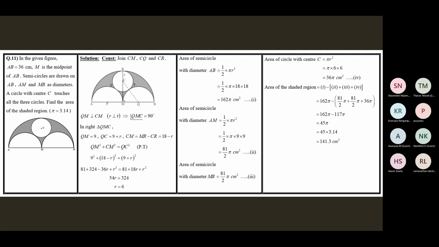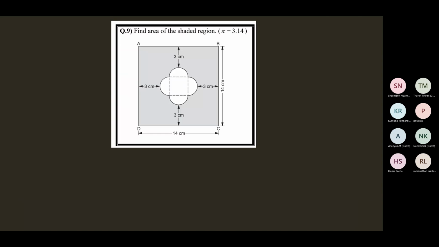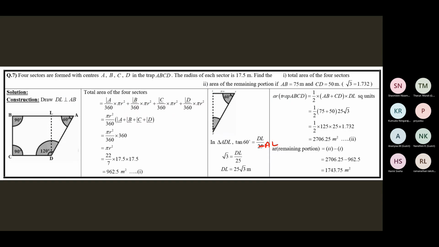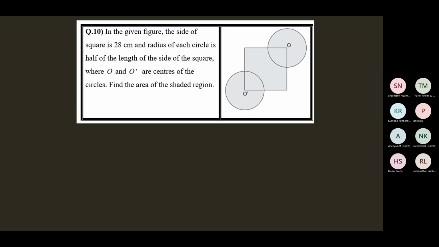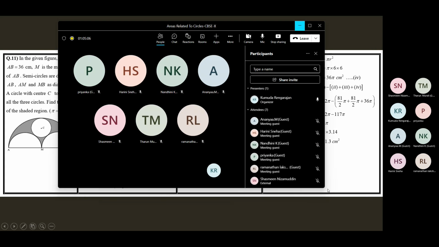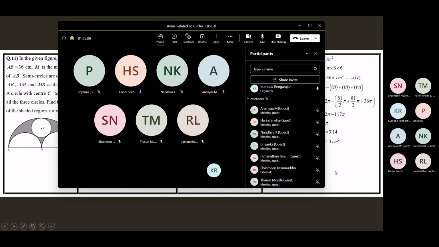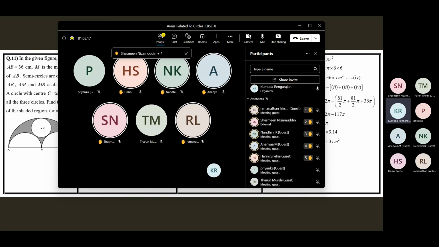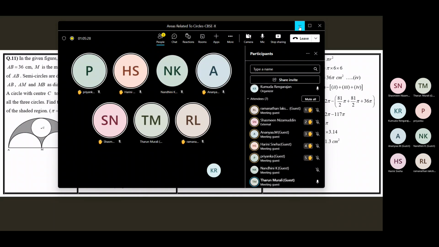So 1, 2, 3, 4. Four sums. How many of you are there in the meeting? 7. Use the emoji. Raise your hand, children. Ramanathan, Sashmi, Nandini, Ananya, Harini, Sneha, Priyanka, and Tarun. Okay, fine. All right, children.